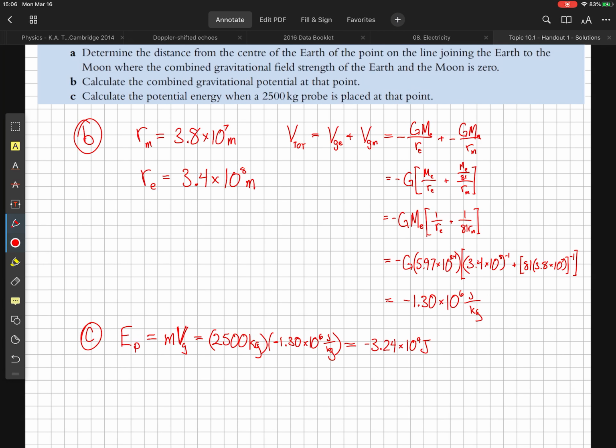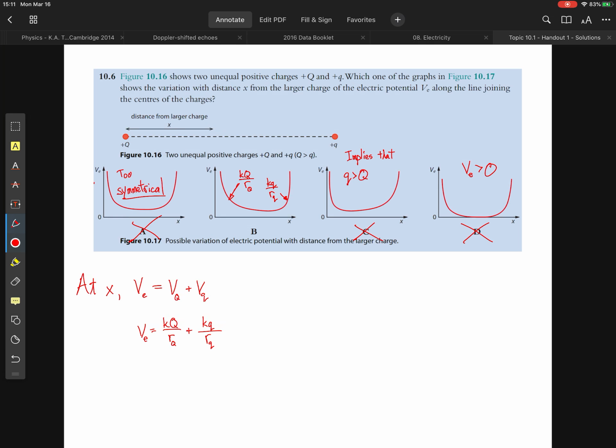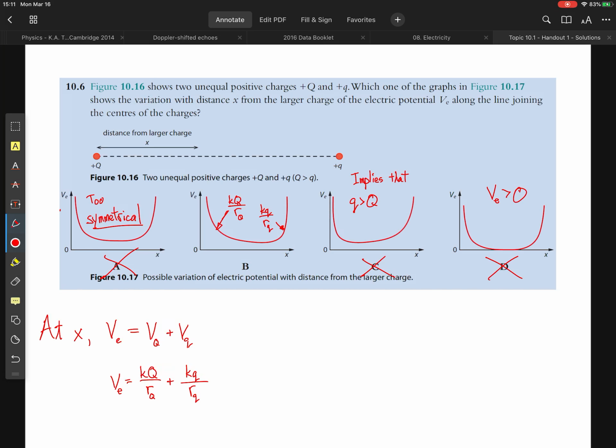And I believe, oh no, we have one more. 10.16 gives us two unequal positive charges, plus Q, plus large Q, and plus small q. Which one of the graphs below shows the variation with distance x from the larger charge of the electric potential V sub E along the line joining the centers of the charges?